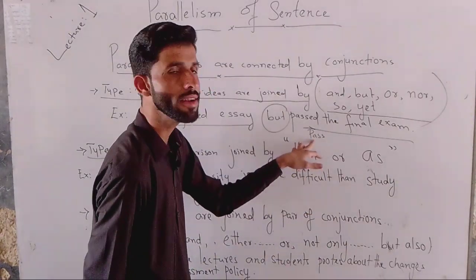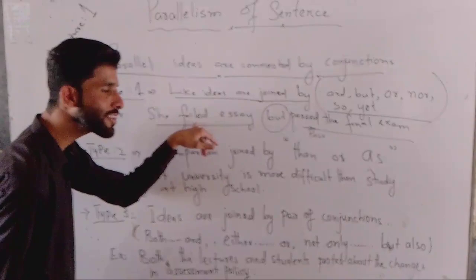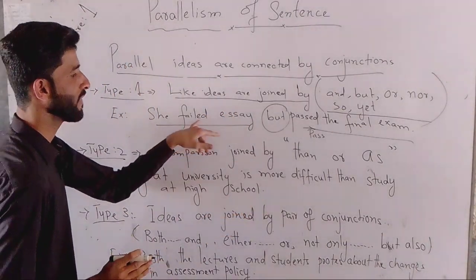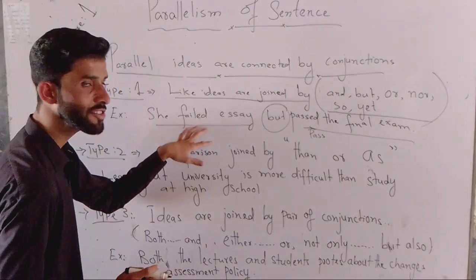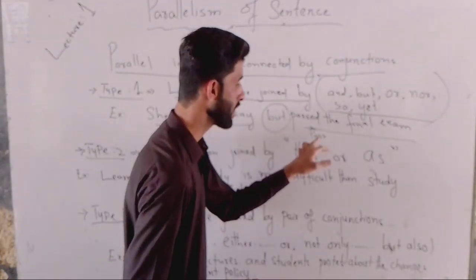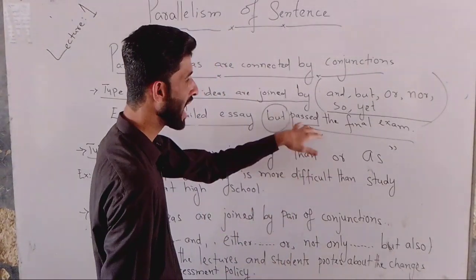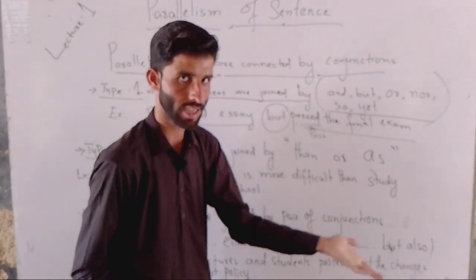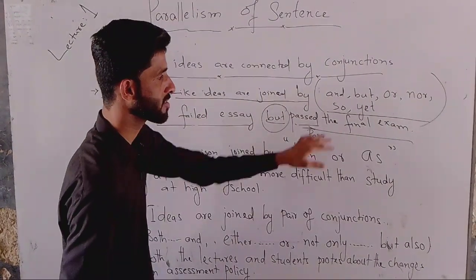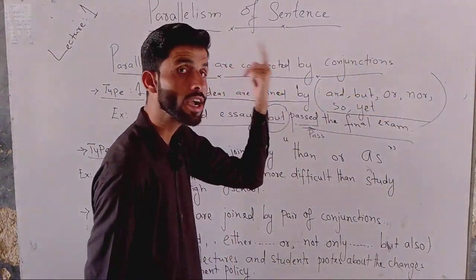That "pass" is present tense. Here we have used past tense, it means the second form of the verb. She failed the essay, that is past tense. That is past. If it were not past, that would be considered wrong. Now "passed the final exam" is the correct sentence. Okay, such conjunctions are used to connect like ideas.